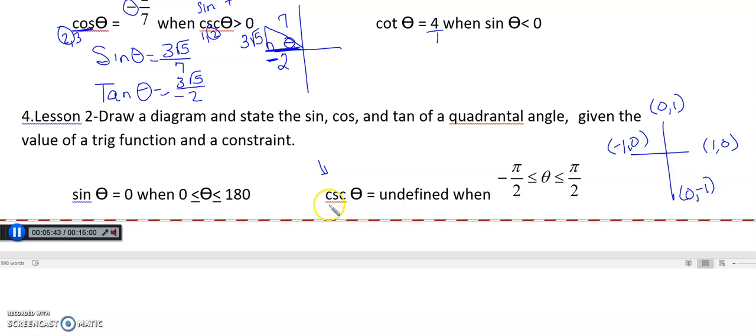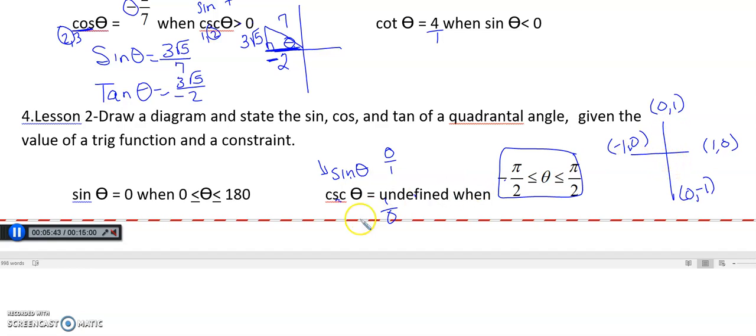All right, this is saying the reciprocal of sine. So this is sine, and it is undefined. That means it had to have a 0 in the bottom. In other words, for the sine function, we would have flipped that. It would have been a 0 and a 1. It also gives you a constraint here where it has to be between negative 90, which is this way, and positive 90, which is this way.